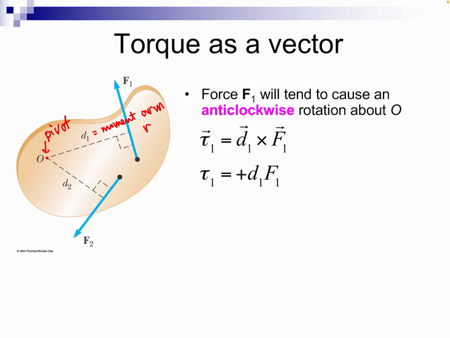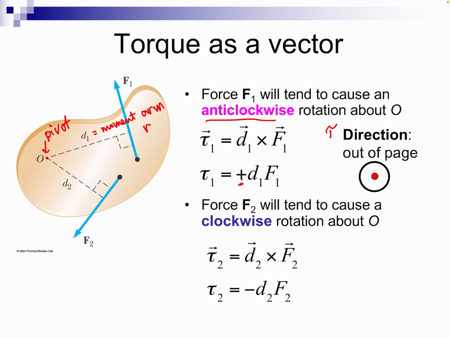The force F1 will tend to rotate the object in the anti-clockwise direction, and therefore the torque is positive. If you have an anti-clockwise rotation, notice how if you do the right-hand rule, curling your fingers in the direction of rotation, your thumb will point in the direction of the torque. So the direction of the torque is out of the page, which corresponds to an anti-clockwise direction.